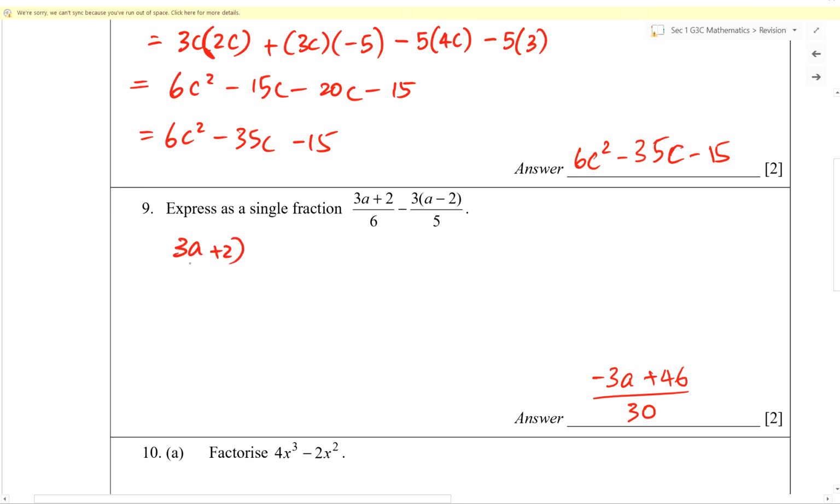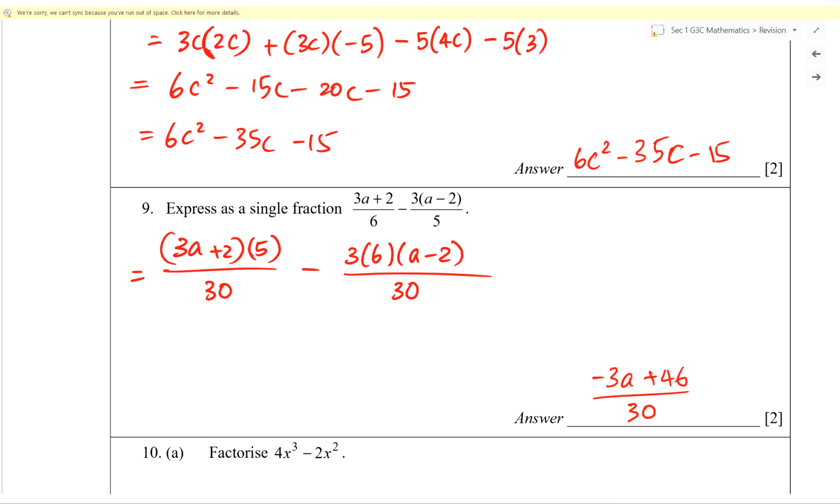3a plus 2 times 5 over 30, minus 3 times 6a minus 2 over 30. So far this is correct. I just changed the denominators both to 30. So here, multiply by 5, both top and bottom. Second fraction, both top and bottom, multiply by 6. Okay, so very happy, the denominator is the same already. Then you start to expand. 3a times 5, 15a. 2 times 5, plus 10.